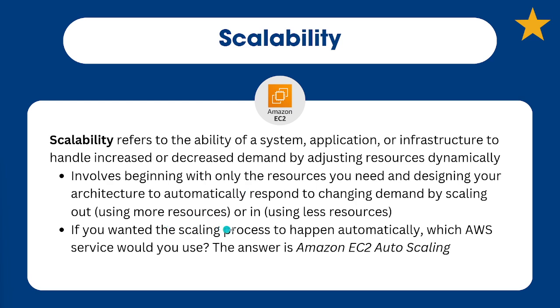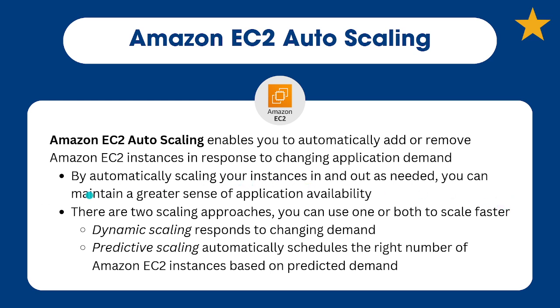If you want the scaling process to happen automatically, AWS does have an answer. It's the EC2 auto scaling tool. So Amazon EC2 auto scaling, what is it? It basically just allows you to automatically add or remove EC2 instances based on the demand of your application. So by automatically scaling your instances in or out, remember in means less, out means more, you can maintain a greater sense of application availability.